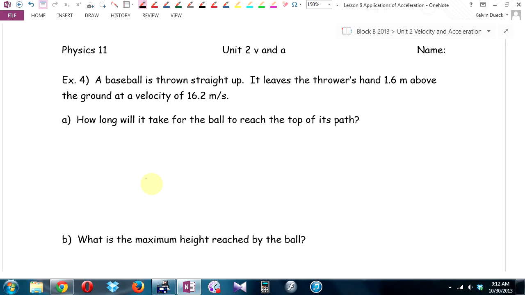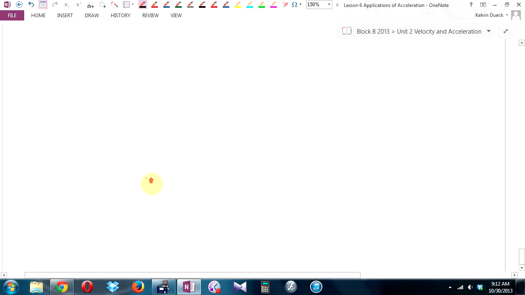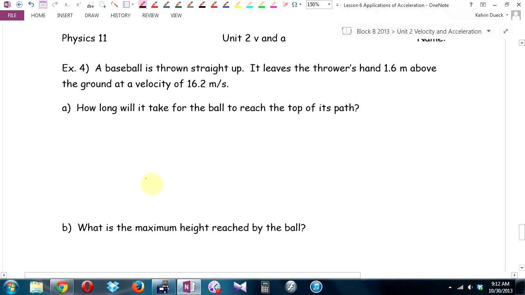A baseball, last one. A baseball is thrown straight up. I think this is the last one. Yeah, it is. It leaves the thrower's hand 1.6 meters above the ground, with a velocity of 16.2 meters per second. So here, we're doing this. That's about 1.6 meters. We're throwing it straight up at 16.2 meters per second, fairly quick. How long will it take for the ball to reach the top of its path?